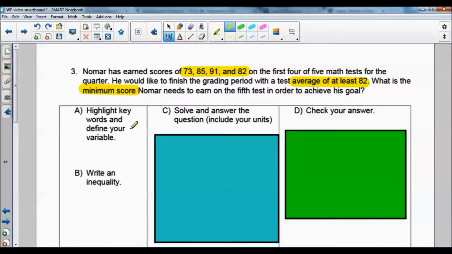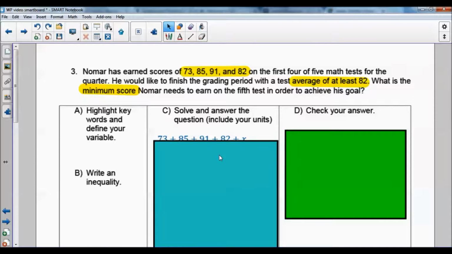Okay, so let's talk about how to find the average for our tests or quizzes. What you do is you take however many tests or quizzes you have, add up all your scores, and divide by how many tests or quizzes you had. Okay, so here he's done 4, but not the last one. So when we start adding them up, we would just add 73 plus 85 plus 91 plus 82 plus x. The x stands for the last test that we don't know the score for. We would divide by 5 because we know there's going to be 5 tests total, and we want that to be greater than or equal to 82.